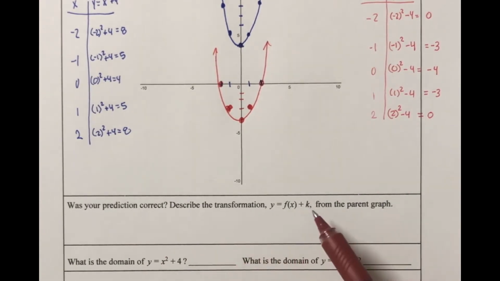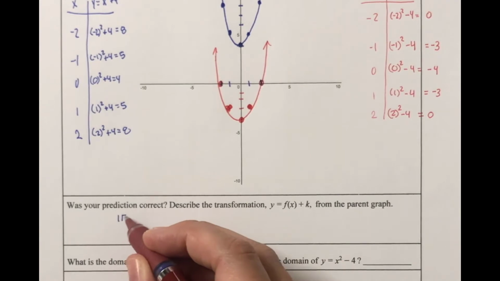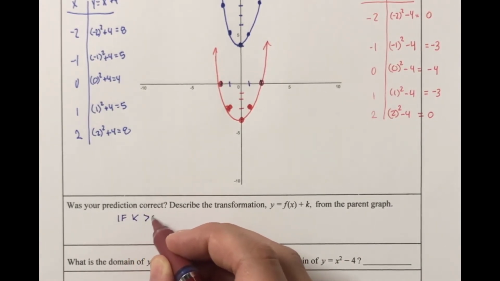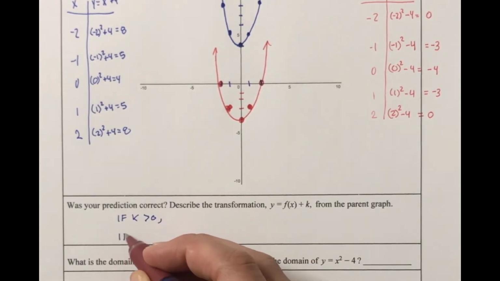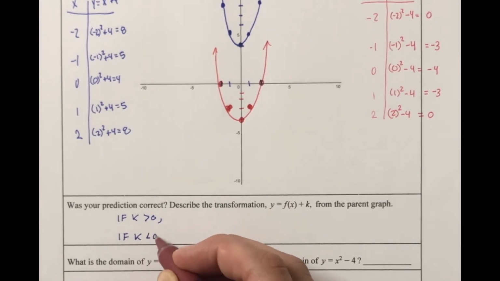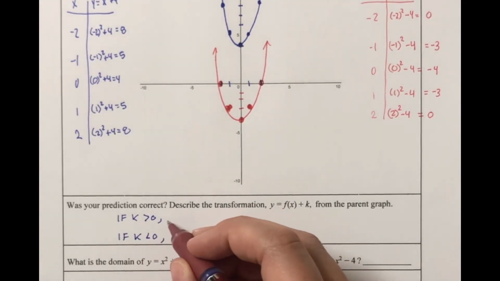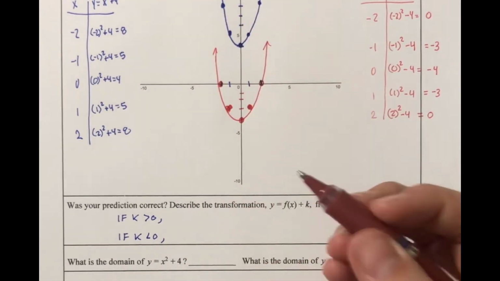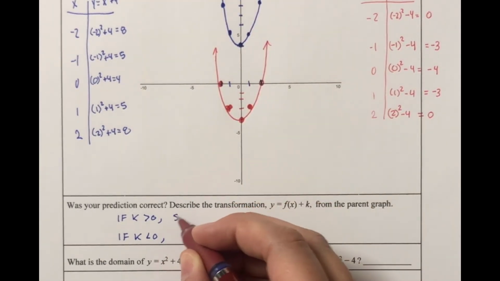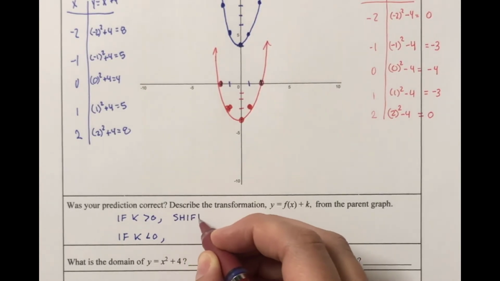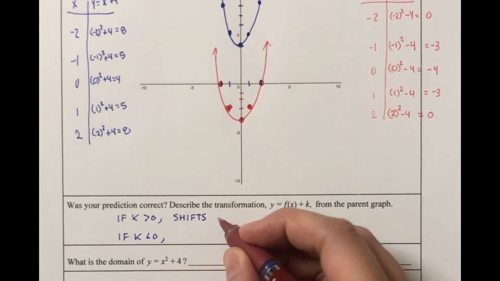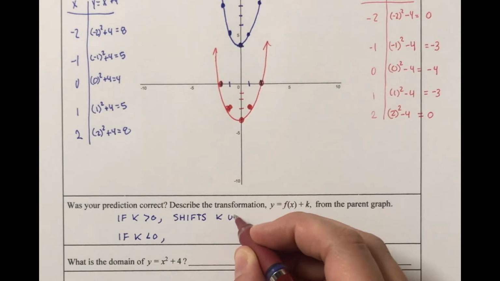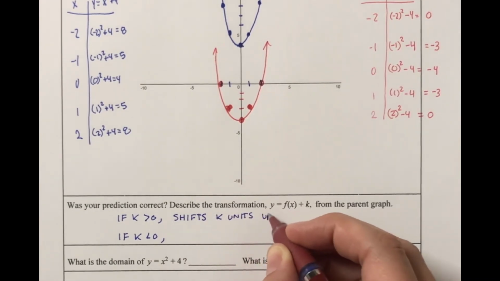Let's describe this transformation in general. So if we add k, if k is positive, that's going to do one thing to our graph. If k is negative, that's going to do something different. If we add a positive number to our original function, then it shifts the graph up, k units up.